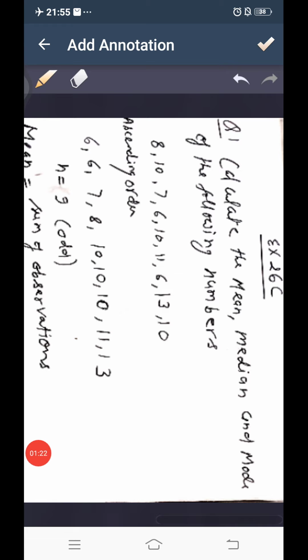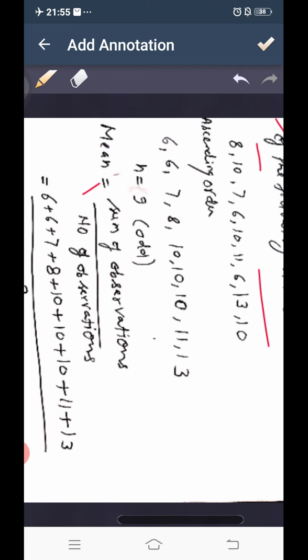Let us see exercise 26C. Question number 1. Calculate the mean, median and mode of the following numbers. Here we are given the numbers 8, 10, 7, 6, 10, 11, 6, 13 and 10. We have to find mean, median and mode, all three things. For finding median we need to write this data in ascending order. So first of all we write it in ascending order.